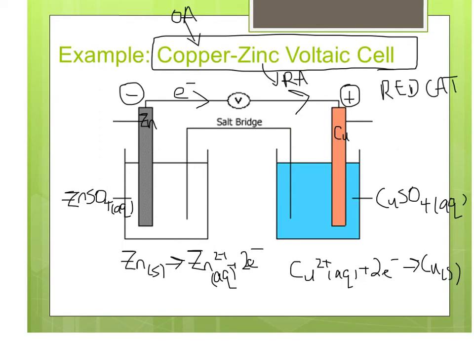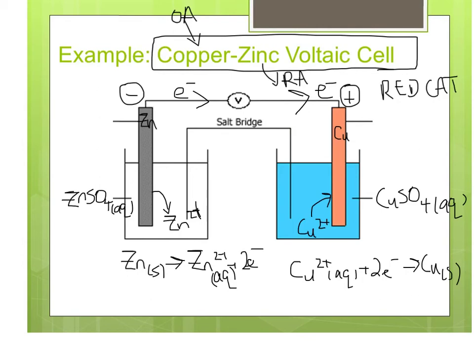So the electrons are going to flow from the negative to the positive, or from the anode to the cathode. We want to show that electron flow with arrows between our 2 electrodes. We also want to show what's happening with the ions. So here in our anode, zinc solid is being transformed into Zn2+ ions. At our cathode, we're taking Cu2+ ions from solution and turning them into solid copper.